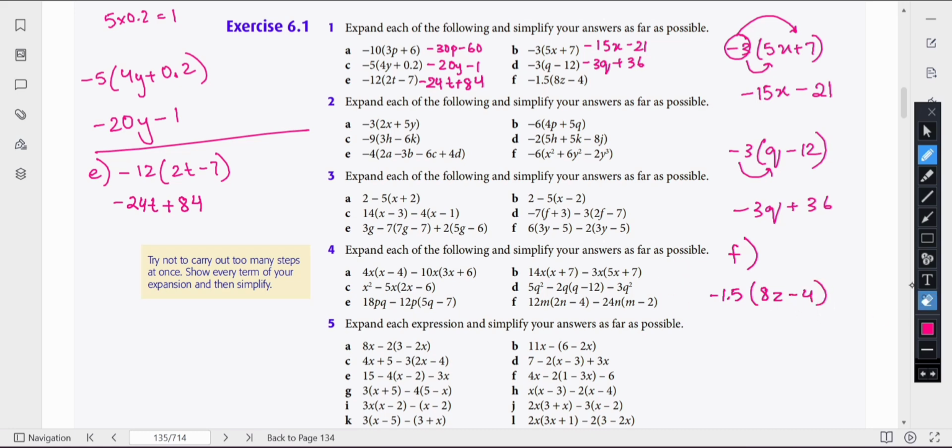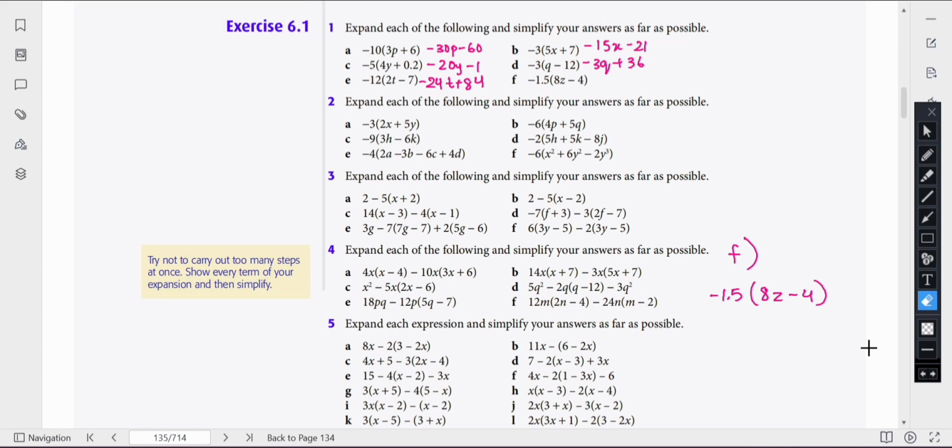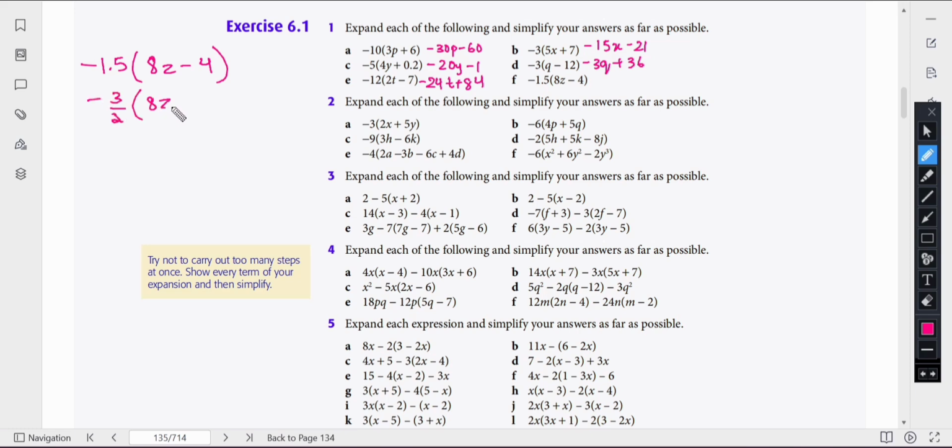अब हम लोग इसको सॉल्व कर लेते हैं। ठीक है, तो ये है हमारे पास -1.5(8z-4)। अब इसको मल्टीप्लाई करेंगे। अब हमारी मर्जी है, अगर मैं चाहती हूँ मैं इस डेसिमल प्लेस को फ्रैक्शन में कर दूँ तो मैं कर सकती हूँ, because we all know that 1.5 is basically 3/2, and it will be easier to multiply something when we have a fraction rather than a decimal.